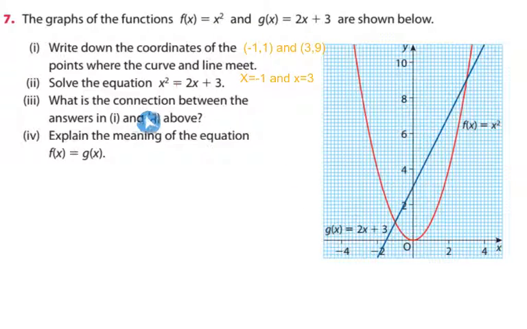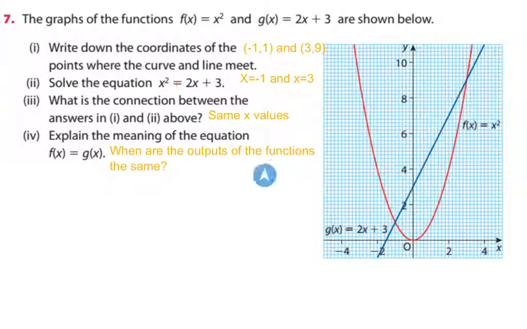What is the connection between the answers in 1 and 2 above? Well, the answer to this would be that the connection is that they have the same x values. We have a minus 1 and a minus 1, and a 3 and a 3. So the same x values.